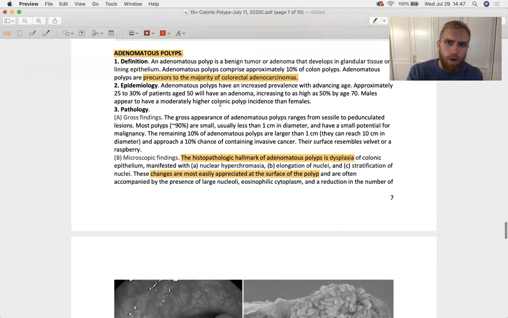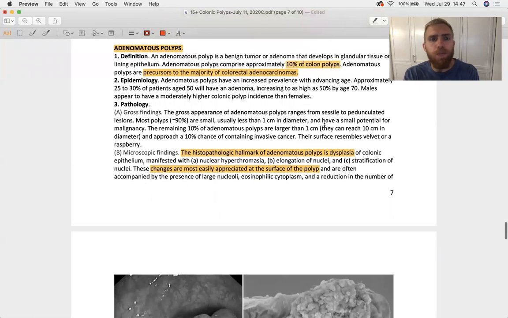So adenomatous polyps are roughly 10% of colonic polyps, and they're precursors to colorectal adenocarcinomas, which are malignant cancers. Anytime you see carcinoma, you know it's a malignant neoplasm. So thinking back, what makes it malignant? Well, it's invasive. It's encroaching outside of the basement membrane into surrounding tissue, where possibly it's metastasized. If it's metastasized, then it's automatically, by definition, invasive.